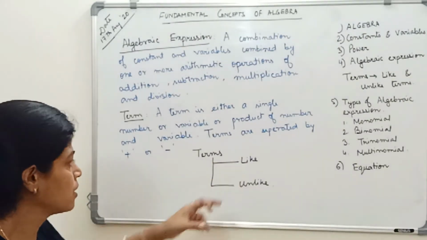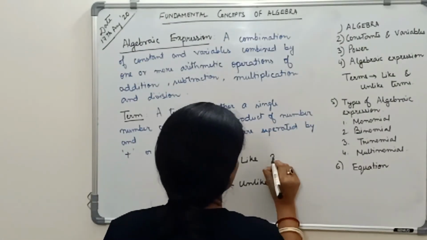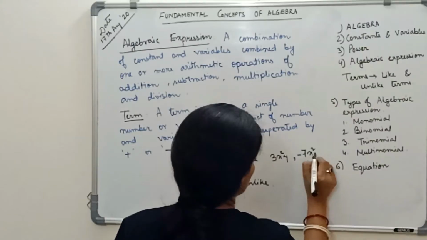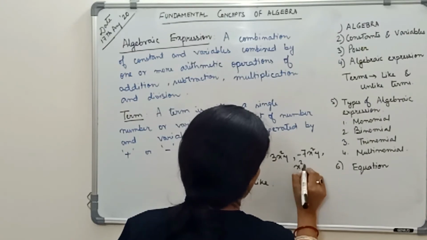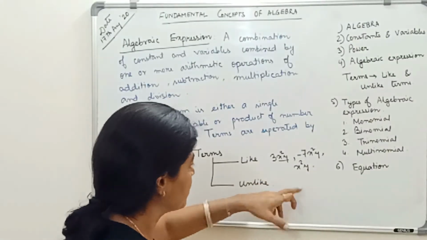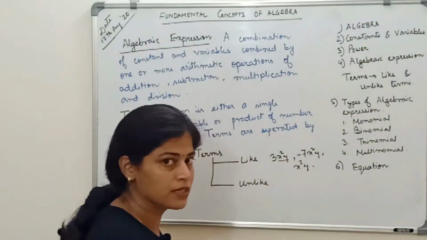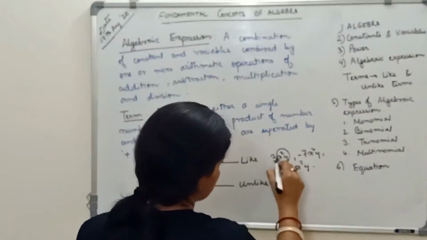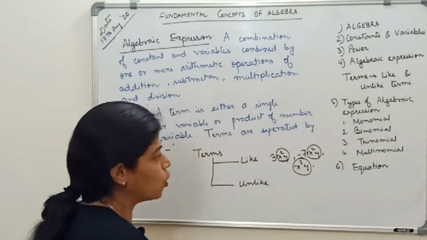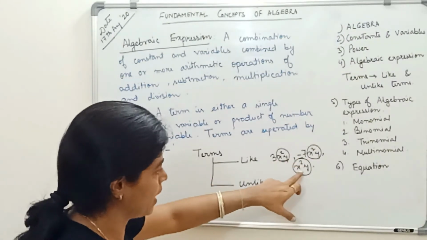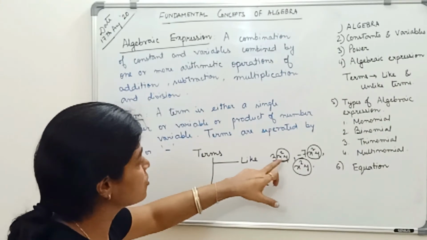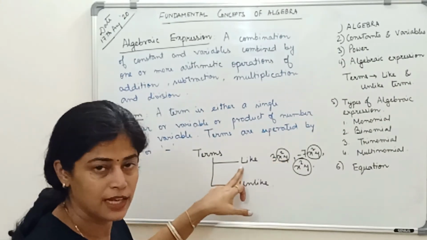Like term means, suppose I write 3x square y, minus 7x square y, x square y. See here all the literal coefficients are the same. What are the literal coefficients here? Literal means variables. So here all are the same: x square y, x square y, x square y. If the literal coefficients are the same, then these are all like terms.